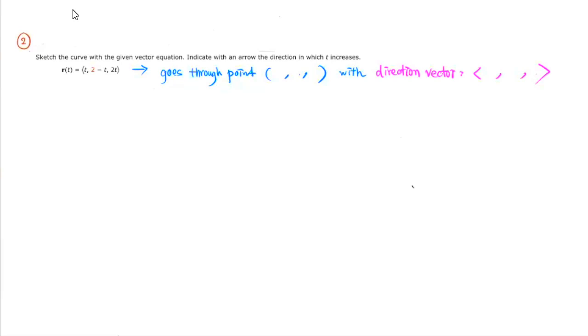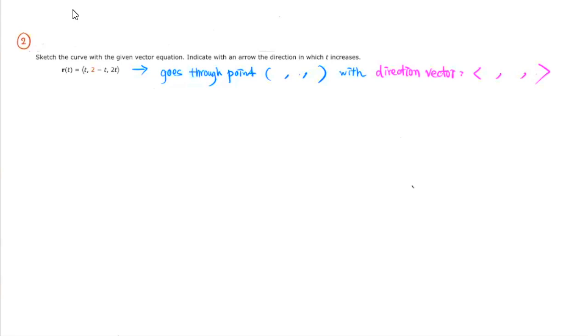Now let's figure out the direction vector. What's the direction vector? That will be the coefficients of t, right? So that will be 1, then negative 1, and then 2. So the line passes through this point and has this direction vector 1, negative 1, 2.